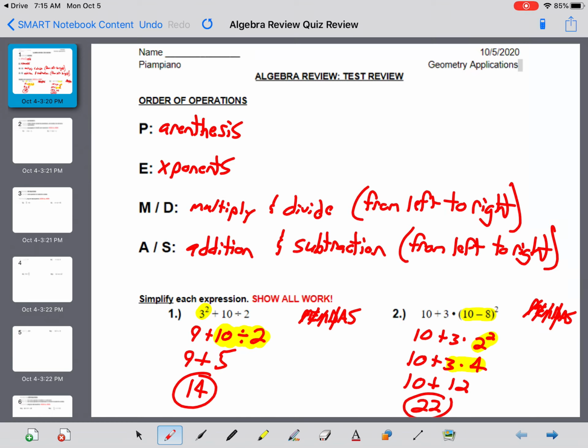Okay, so that's PEMDAS, simplifying expressions, and that's how you show all of your work.